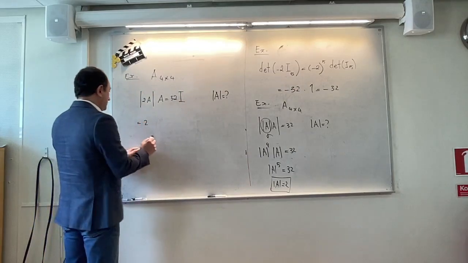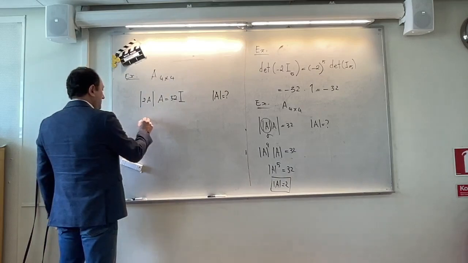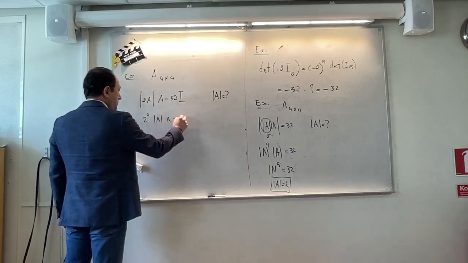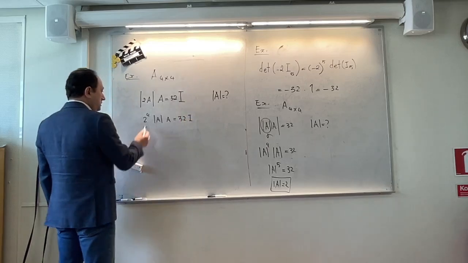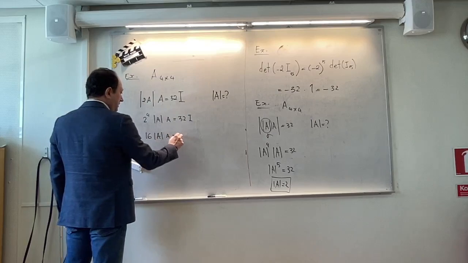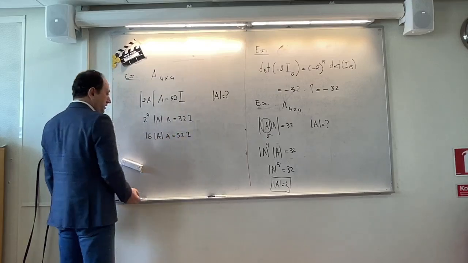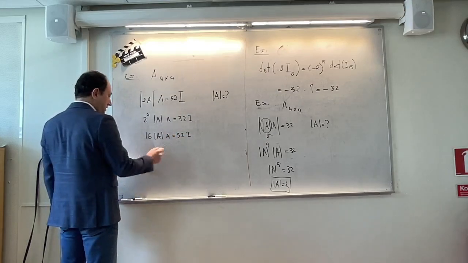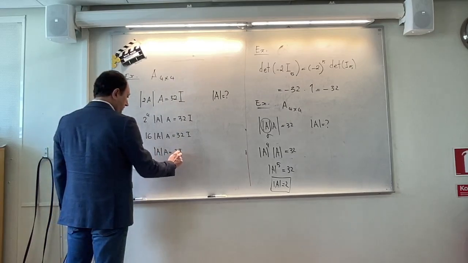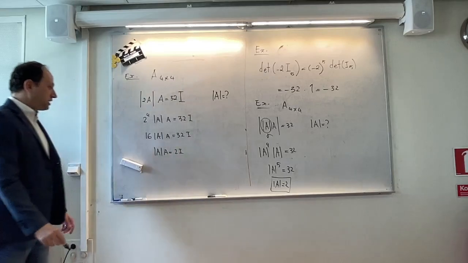So let me write it. 2 to the power of 4, determinant of A, and then A equals 32I. And then this becomes 16. And of course, you can go a little bit further. So what can I do? Divide both sides by at least 16. Let me make life simpler, okay? 2I. But what is your suggestion now?